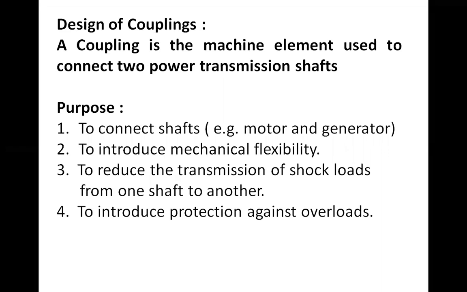The purpose of this coupling is generally to connect shafts. So there may be different machine components like a motor or generator or impeller. Two different machine parts are connected, which generally need to be disconnected or connected as per the requirement or as per maintenance purposes. So that is a temporary type of connection which can be connected or disconnected as per the requirement.